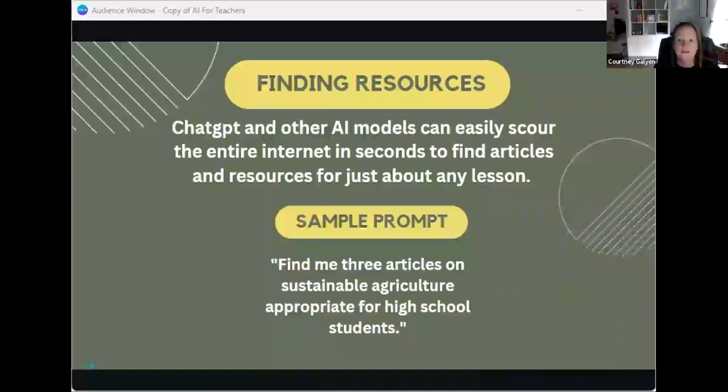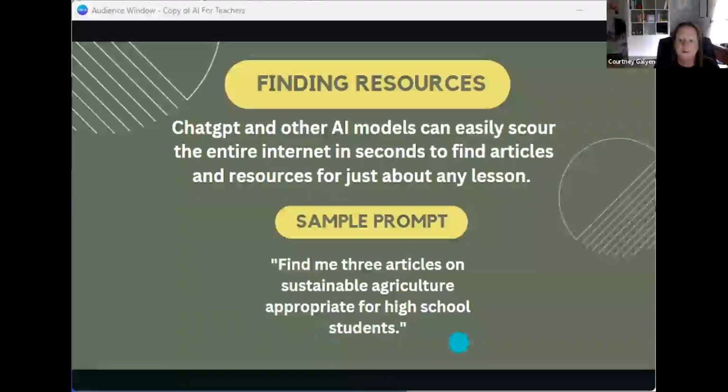One of the key ways is finding resources. ChatGPT and other AI models can easily scour the entire internet in seconds to find articles and resources for just about any lesson. So a sample prompt that you could use would be, find me 3 articles on sustainable agriculture appropriate for high school students.